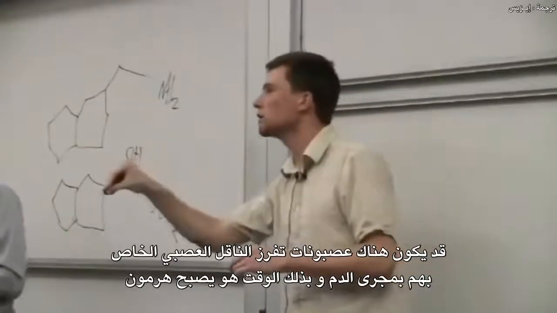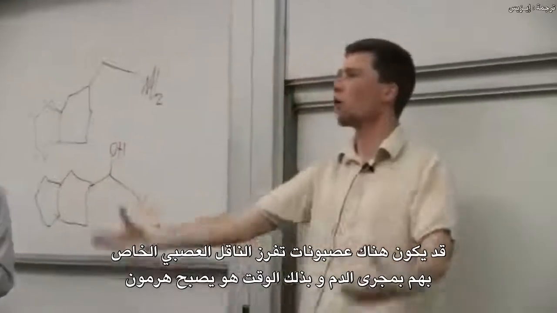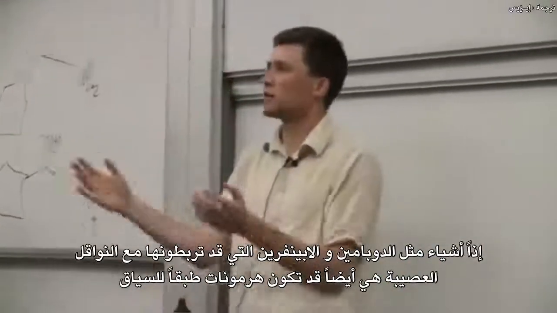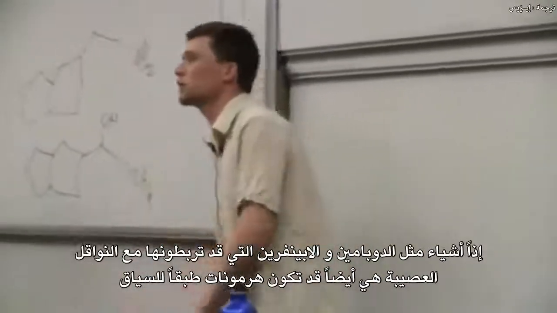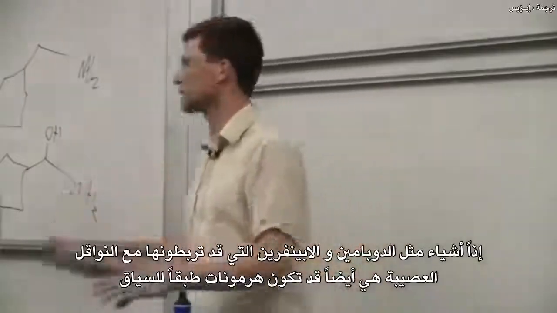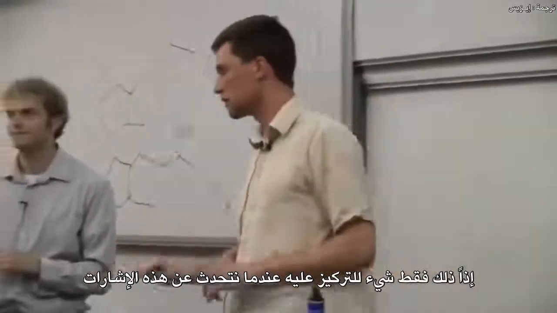There can be neurons that release their neurotransmitter into the blood, at which point they become hormones. So things like dopamine and epinephrine, things you might associate with neurotransmitters, can also be hormones depending on the context. So that's something to really focus your attention on when you're distinguishing these signals.